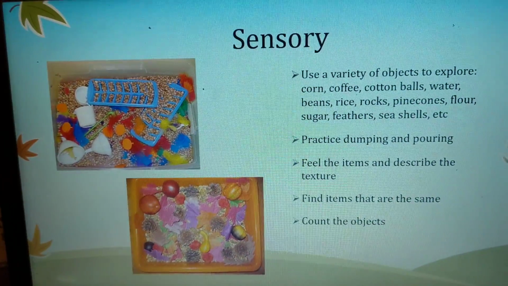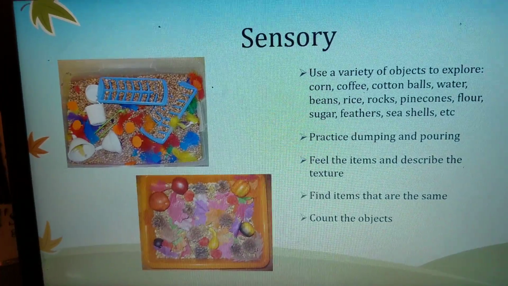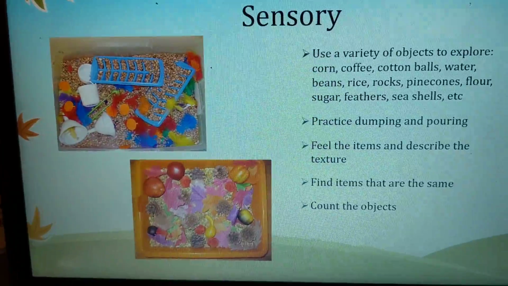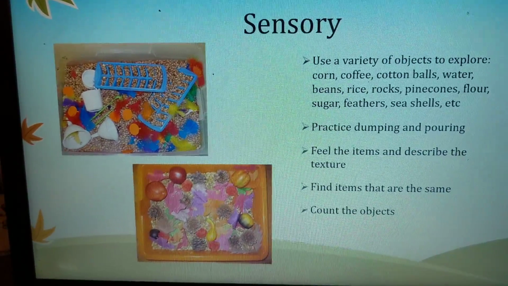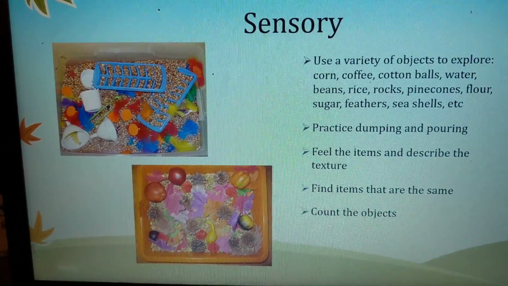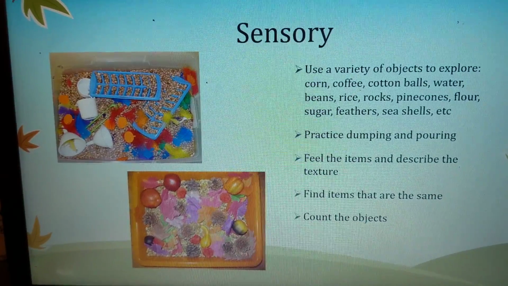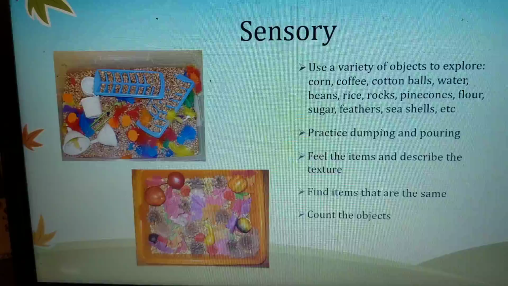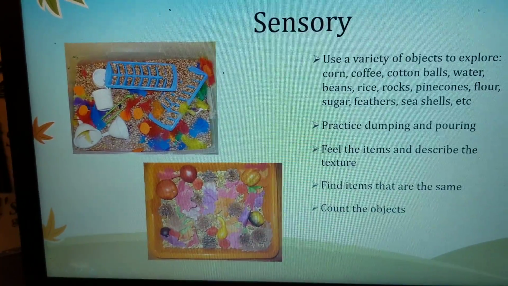Sensory is my favorite kind of play. You can use a variety of objects. Any sort of food like corn, coffee, sugar, and flour works. You can also use cotton ball, water, pine cones, rocks, seashells. Practice dumping and pouring. Feel the texture and describe the texture. Find dimes that are the same and you can count.